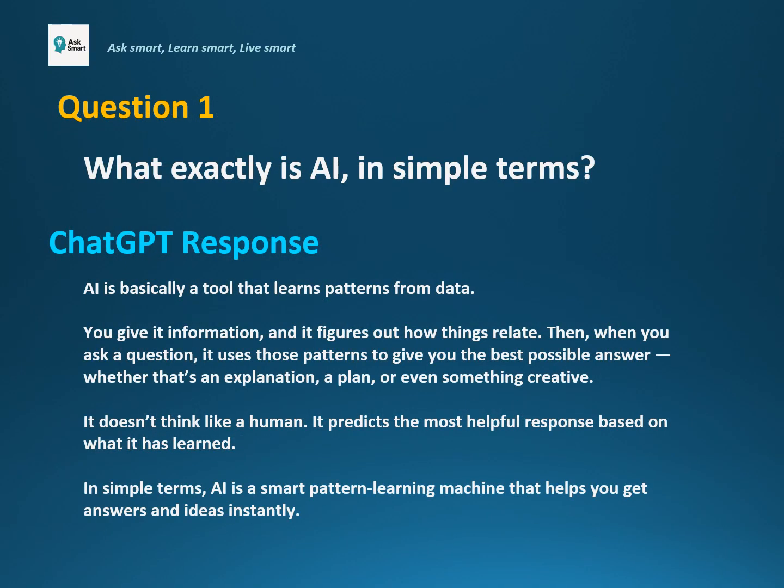Question 1. What exactly is AI in simple terms? AI is basically a tool that learns patterns from data. You give it information, and it figures out how things relate. Then, when you ask a question, it uses those patterns to give you the best possible answer, whether that's an explanation, a plan, or even something creative. It doesn't think like a human. It predicts the most helpful response based on what it has learned. In simple terms, AI is a smart pattern learning machine that helps you get answers and ideas instantly.